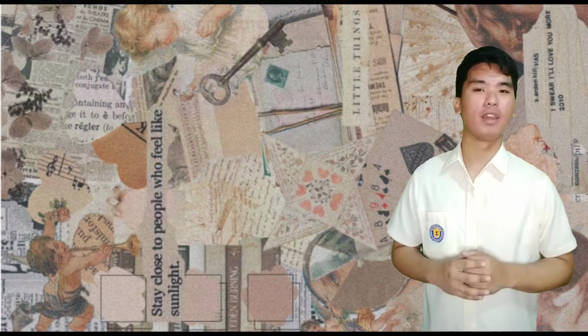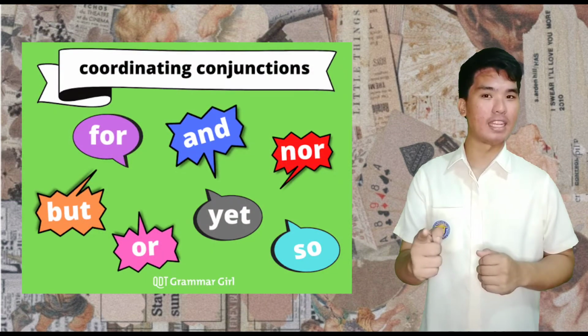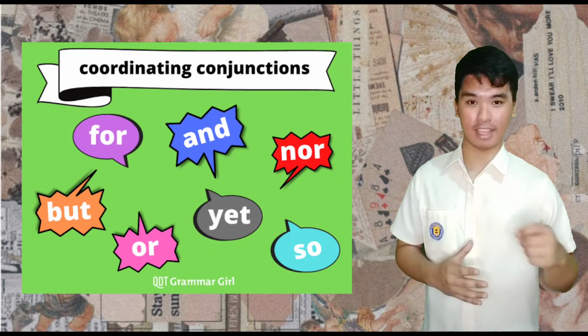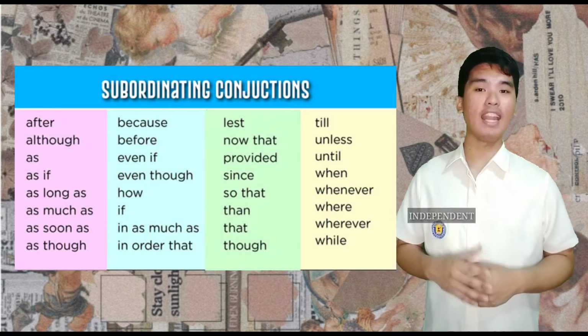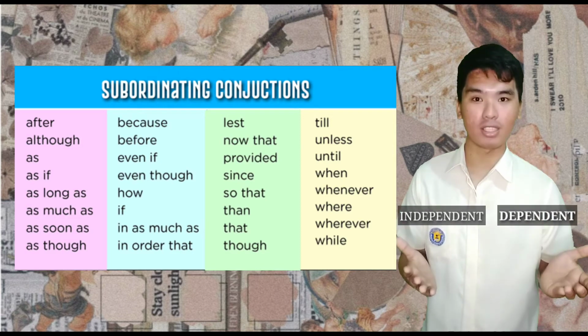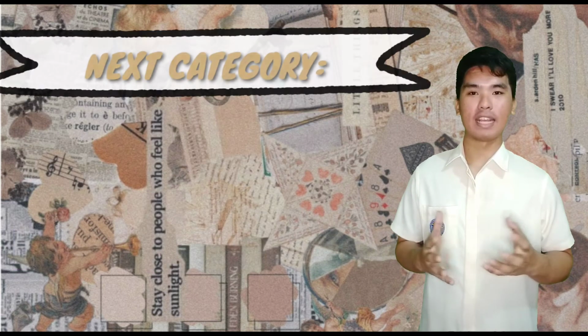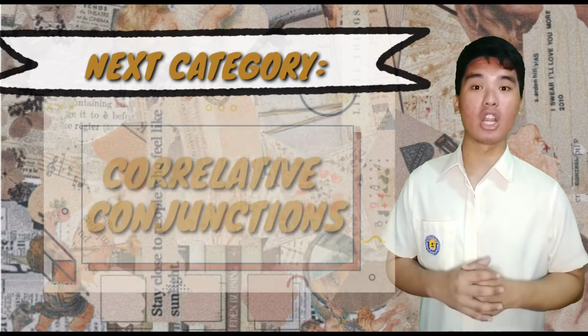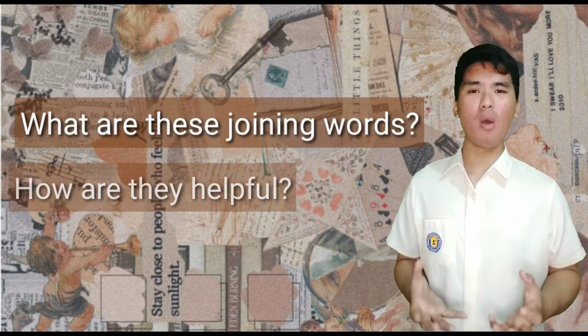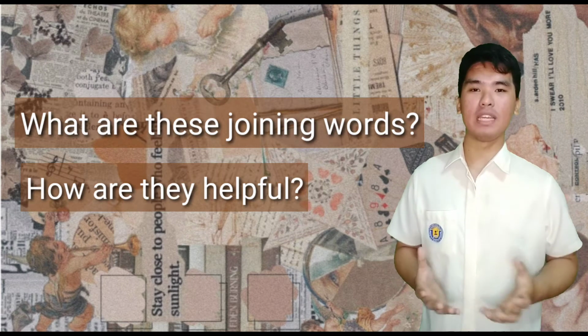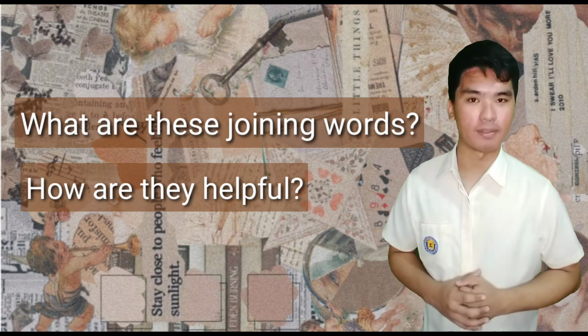At this point, you understand the basics of joining words and how they take two separate ideas and bring them together. Coordinators are easy for you to understand, especially since you use them so often in writing. You're also confident about subordinating words and how they connect independent and dependent clauses together. Now, the next category of joining words to learn is the correlative conjunctions. So, what are these joining words and how are they helpful? Let's begin with the correlative conjunctions definition.